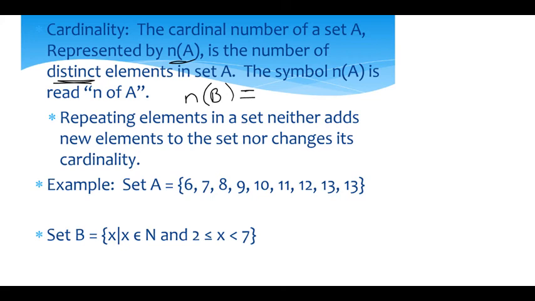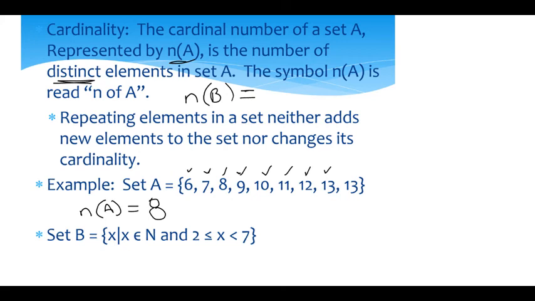So if I look at set A and I want the cardinal number for set A, I'm going to put n of A will be equal to, and then I have, let's see, how many distinct elements? 1, 2, 3, 4, 5, 6, 7, and then 8. And I only count 13 once because it's repeated, even though it's repeated twice, because I want distinct elements. So n of A would be 8.